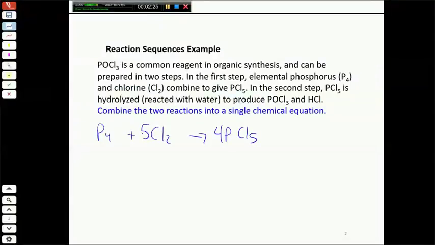And then the second step we're saying is we're going to take that PCl5 and we're going to hydrolyze it, react it with water to form the POCl3 and HCl.